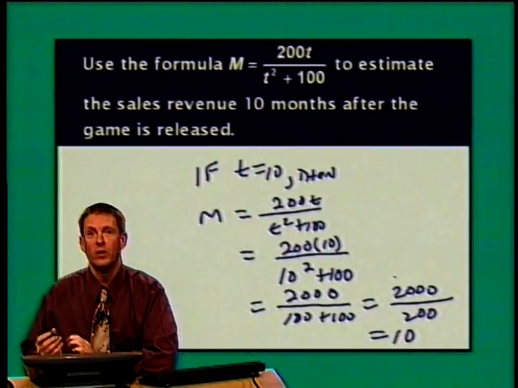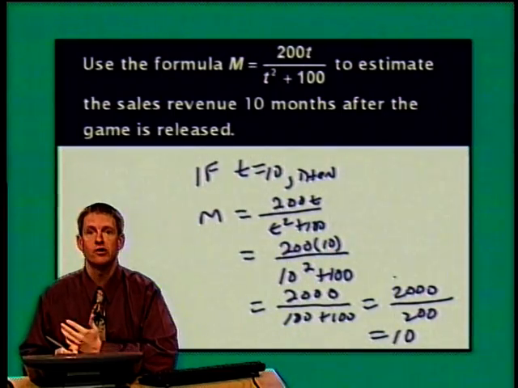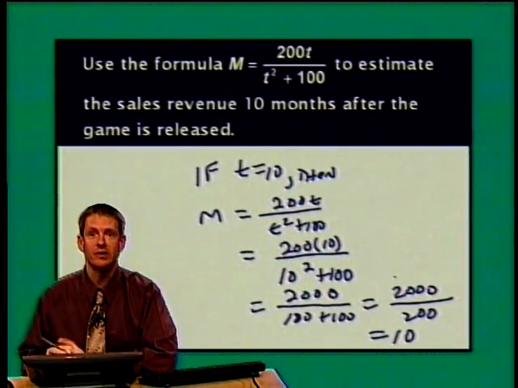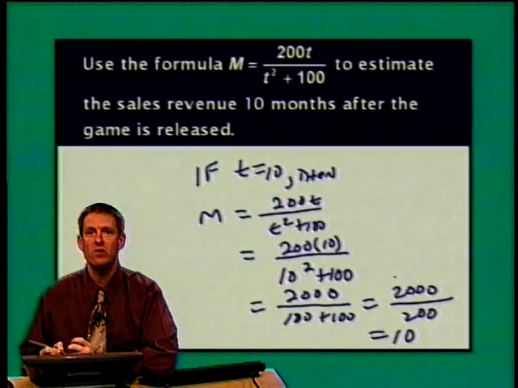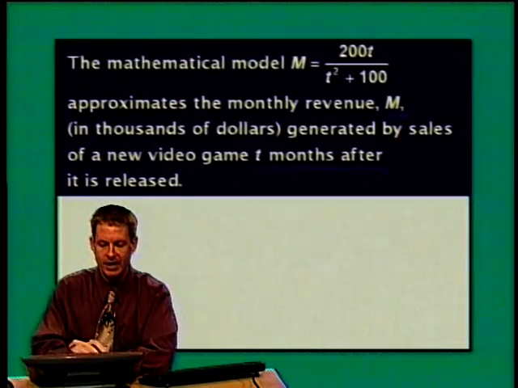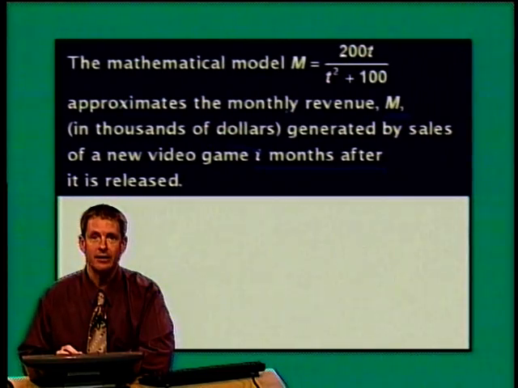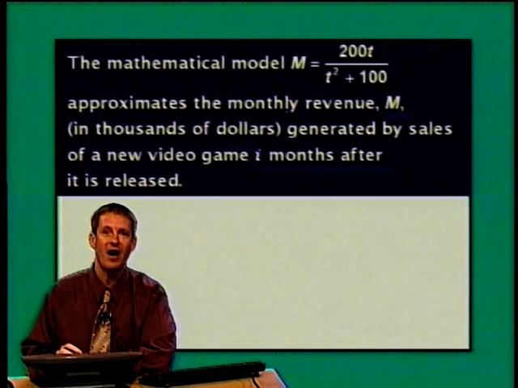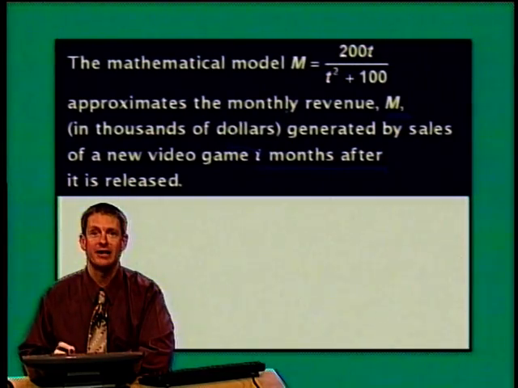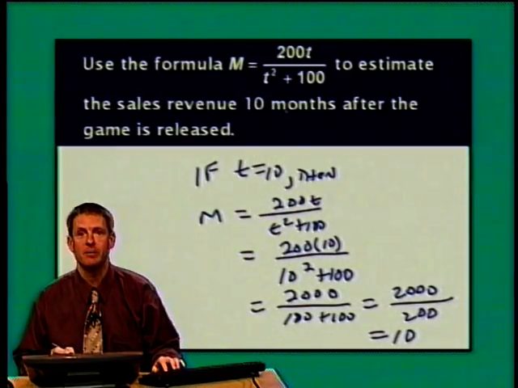But I haven't yet really answered the question. The question asked me to estimate the sales revenue 10 months after the game is released. So far, all I've said is M equals 10. I haven't said what the sales revenue is 10 months after the game is released. Going back to my problem statement, M represents in thousands of dollars the monthly revenue. So if M is 10, we have 10 thousands of dollars, which we normally just remark as $10,000. So I'm going to go ahead and write my conclusion using a complete sentence.